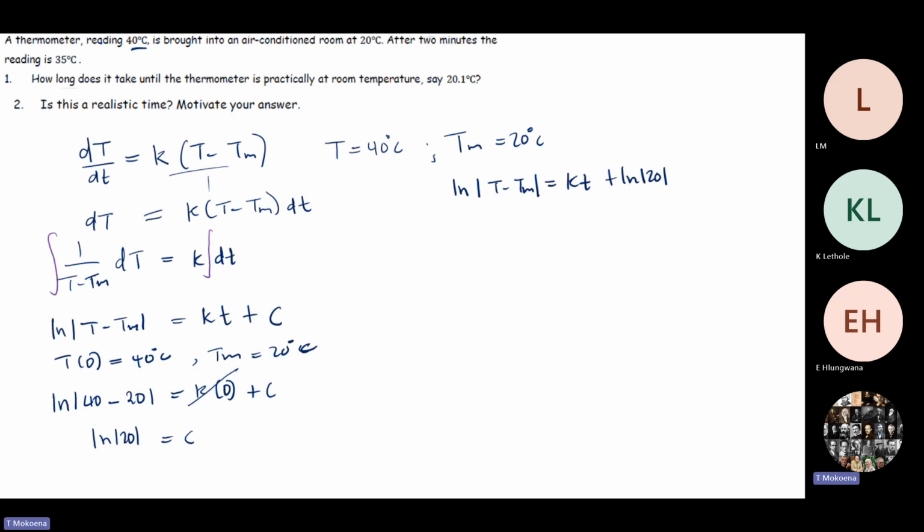We need another condition. They said after 2 minutes. Another time, remember we started with initial time which was 0. So now they're telling us after 2 minutes, T at 2 minutes, it's no longer initial, right? After 2 minutes, the reading is how much? The reading is 35 degrees. So meaning we have 35 degrees Celsius over there.